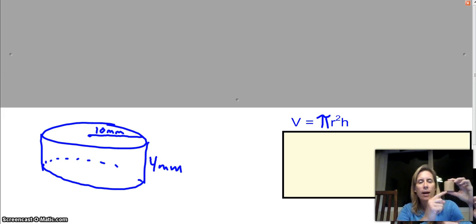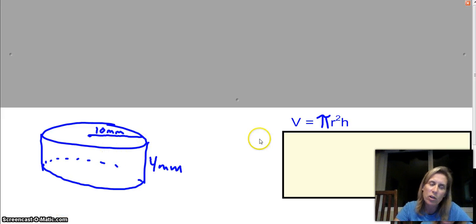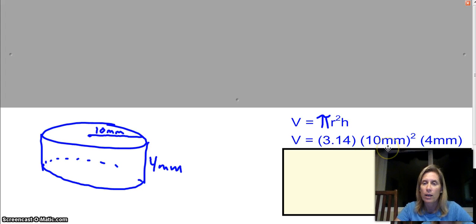Okay, so if we have a cylinder, as you see over here on the screen, that has a height of 4 millimeters and a radius of 10 millimeters, we simply substitute this information into our formula. So we substitute 10 millimeters for our radius. We're going to square that, right? And 4 millimeters for our height. So what do you think would be the first operation we would need to simplify? PEMDAS, exponents, right?